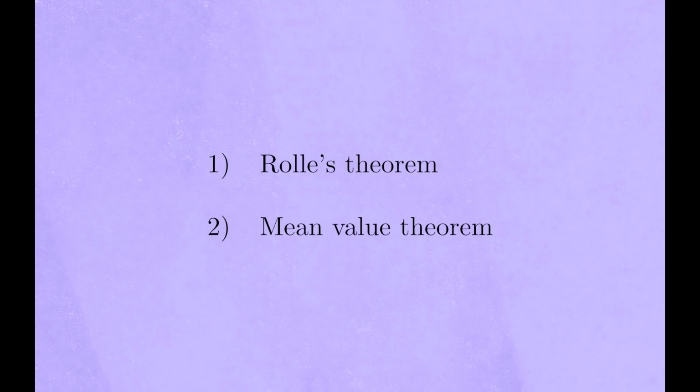Today we stated Rolle's theorem and the mean value theorem, which are both results that we interpret as saying that if f of x is a smooth enough function, then there is a place where the instantaneous rate of change equals the average rate of change over a region.